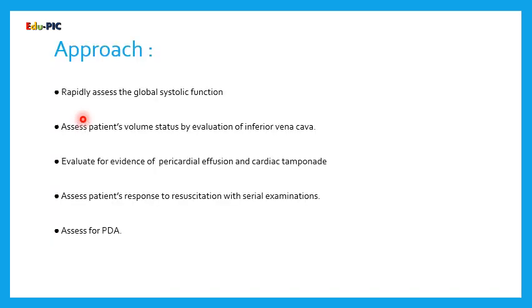Moving to our suggested approach. First, rapid assessment of the global systolic function, assessment of the volume status, and evaluation of the inferior vena cava, evaluation of the evidence of pericardial effusion and any signs of cardiac tamponade, assessment of the patient response to resuscitation with a serial examination, and assess the presence and the size of the PDA.